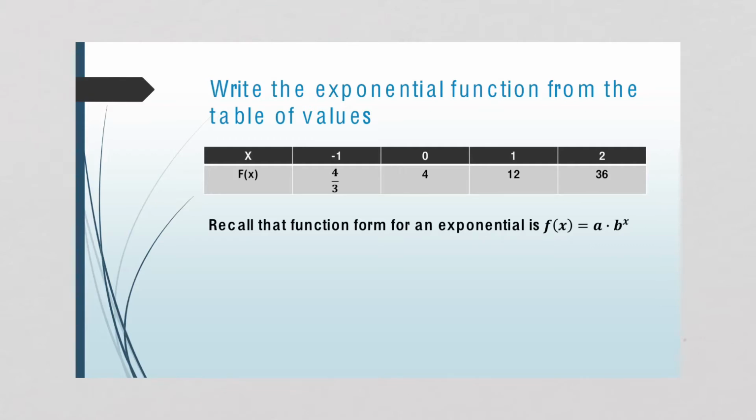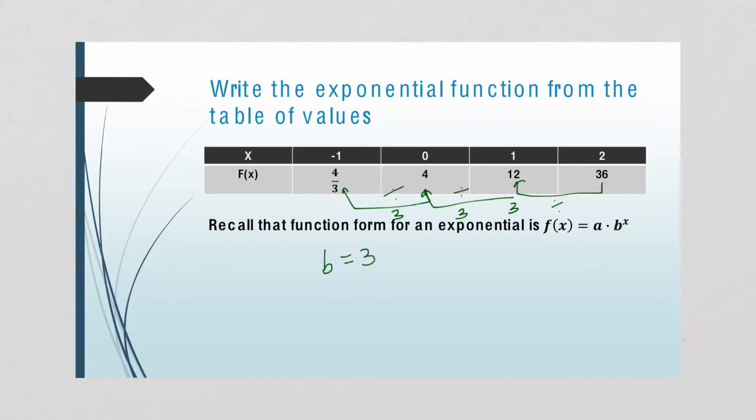In order to do this, we start at the right and we divide in order to find our rate. So 36 divided by 12 equals 3. Then I do 12 divided by 4. That also equals 3. And 4 divided by 4/3, which also equals 3. So that tells me that B is 3.